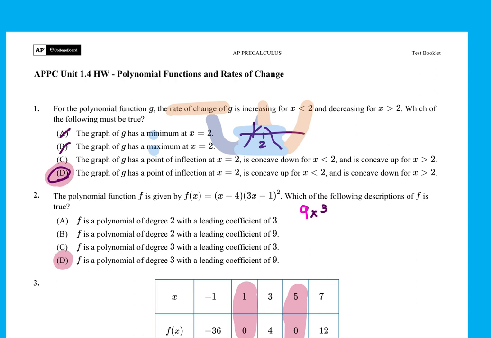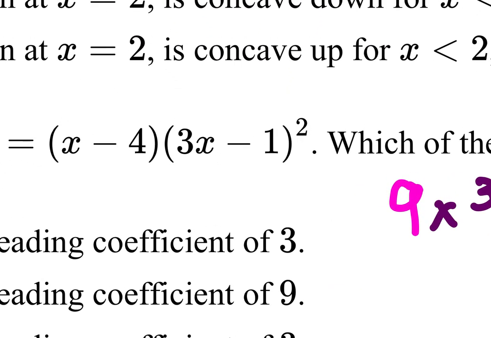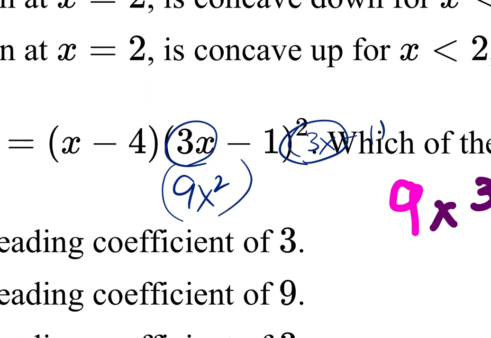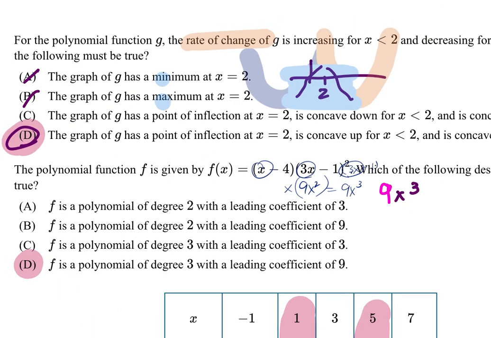Number 2, the polynomial function is given by that expression. Which of the following descriptions of f of x is true? Without completely FOILing it out, because the hope is that you don't have to go through all of this. If I had squared this, my leading coefficient would have been 9x squared. Then I would have multiplied that times the leading coefficient here, which would be x, and I'd get a positive 9x to the third. So the goal is to not have to do all the work. From there, you should see it's a degree of 3 with a leading coefficient of 9, without having to FOIL all of it out.